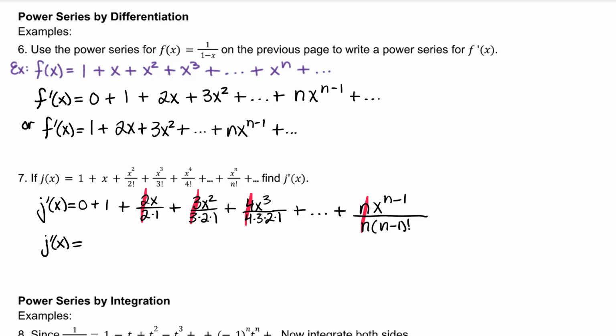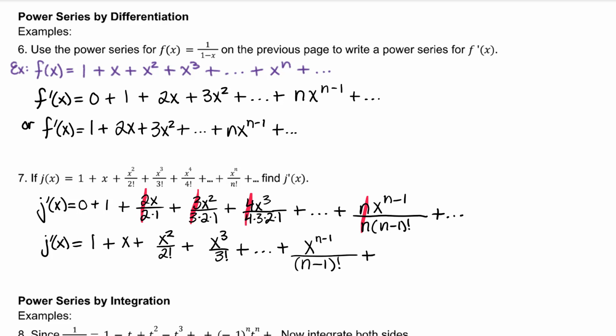of x. What did I do wrong with my notation in that first step? I don't have a plus dot dot dot. Even after the general term, you have to have a plus dot dot dot. There is the simplified version of our derivative series.